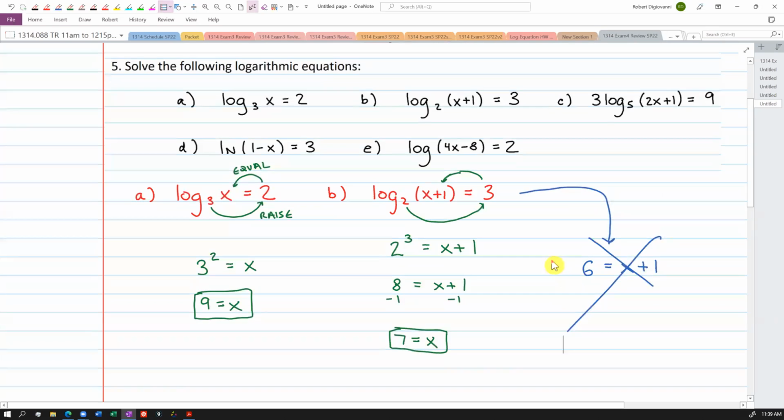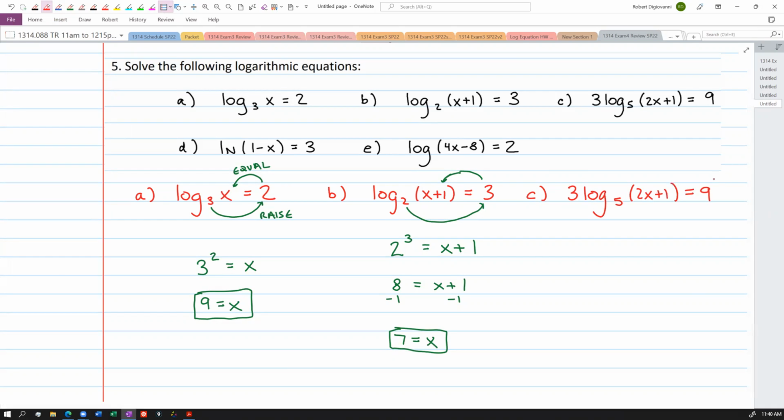All right, C. I'm going to erase that. So C, 3 log base 5 of 2x plus 1 equals 9. So now we're getting more complicated, right? You want to do the loop because it's a log, but there's a problem. The log is not isolated. You've got a 3 out in front that's being multiplied. And so you cannot do the loop until your log is by itself. So we got to get rid of that 3.